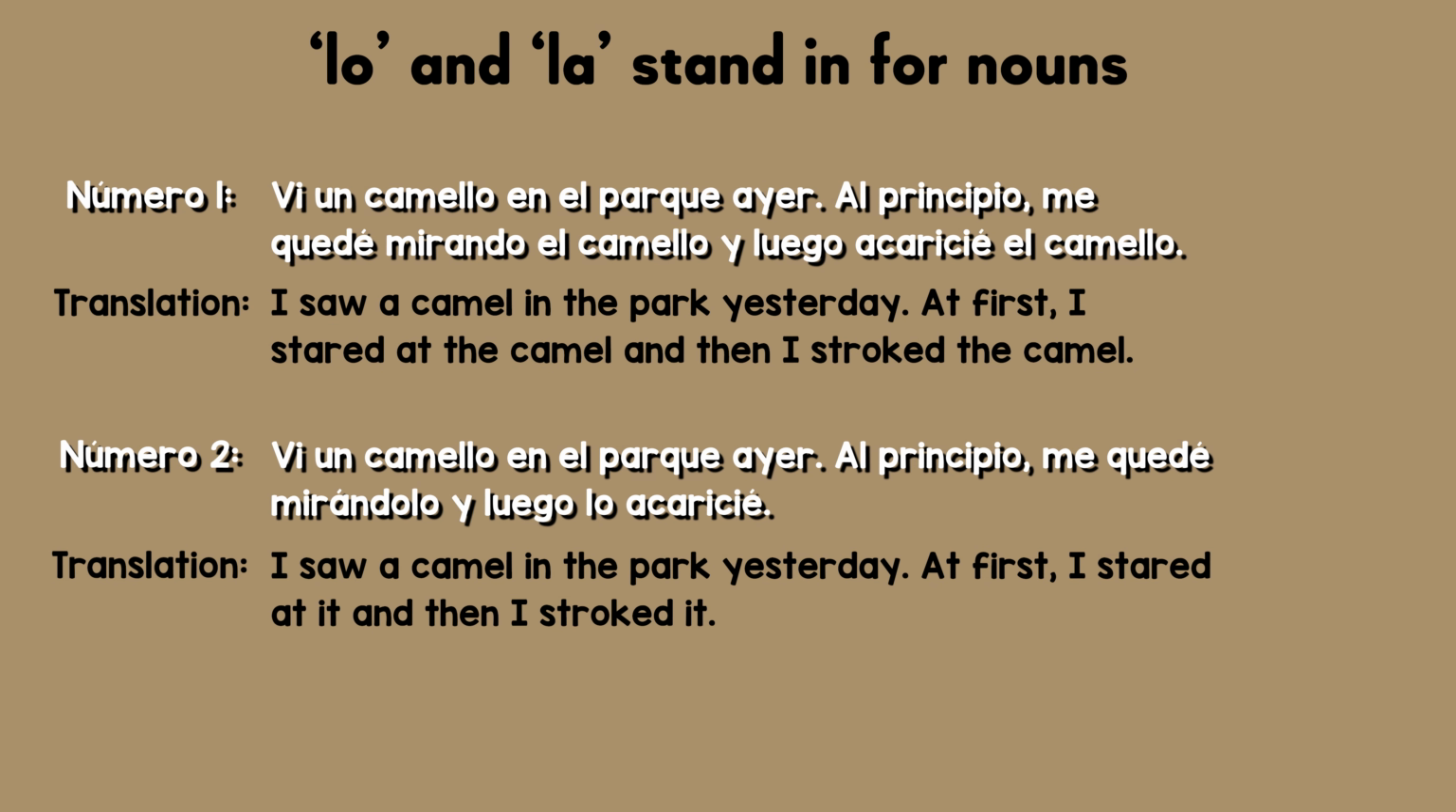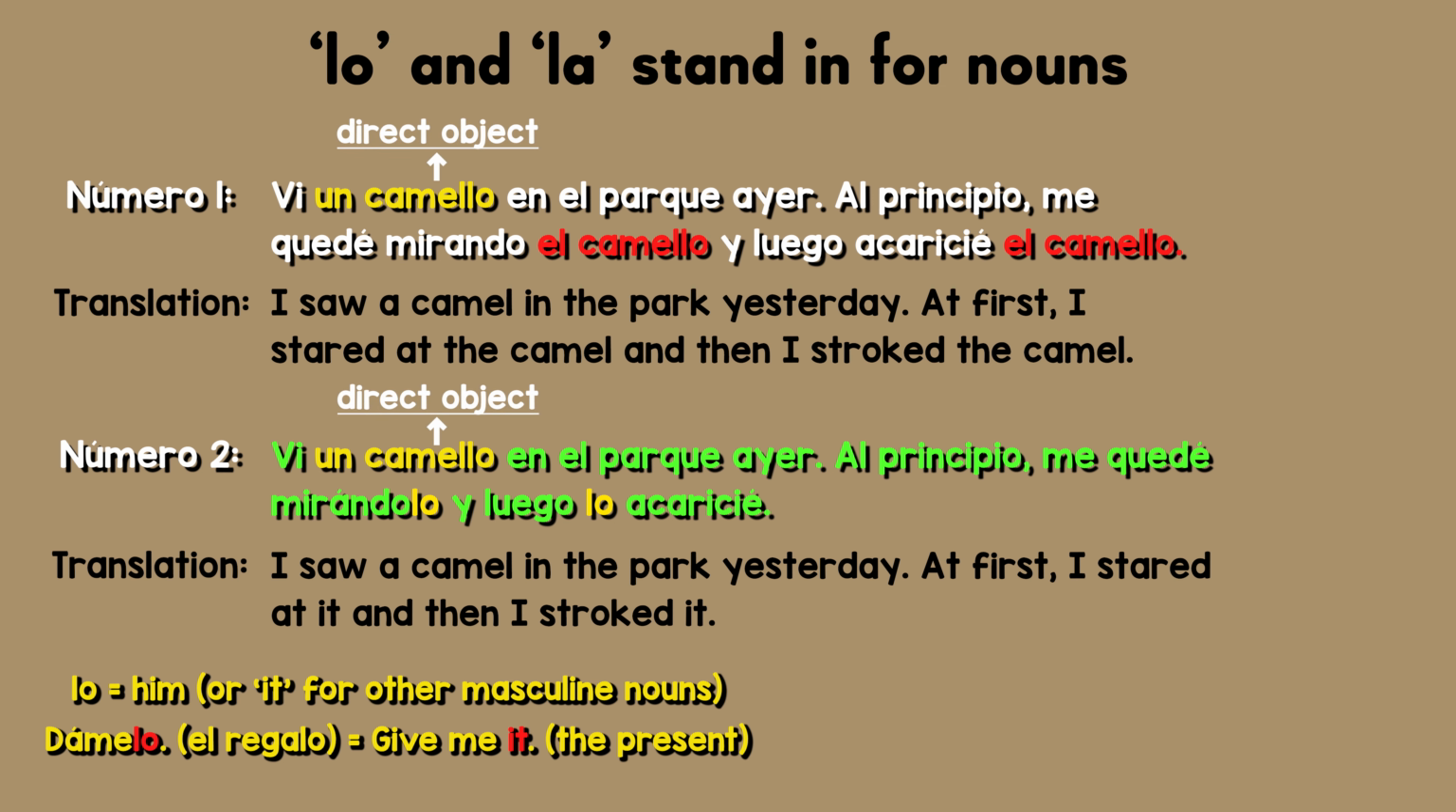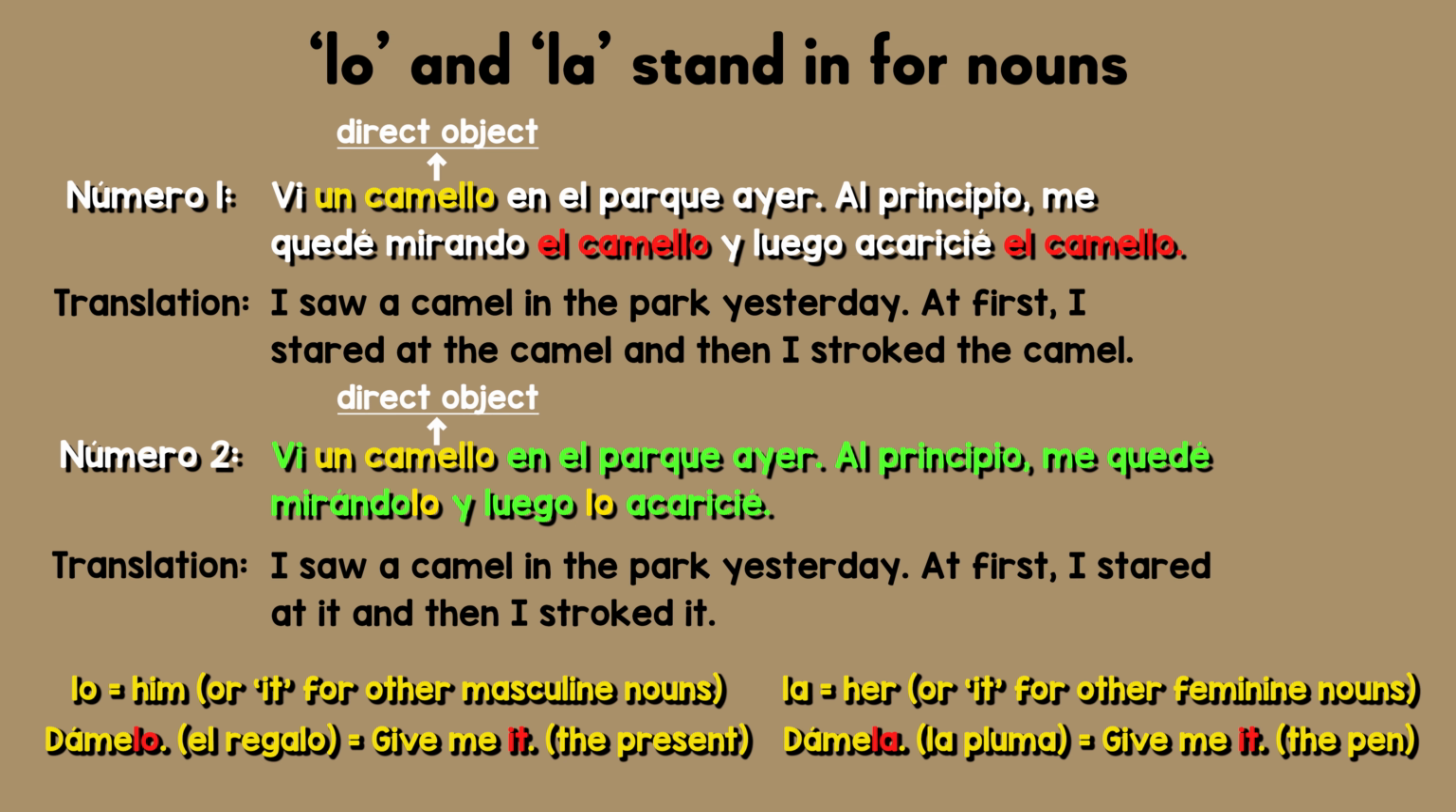So most sane people would choose the second, right? And well, that's the magic of lo and la. They cut down on all that pesky repetition by replacing the direct object of the sentence. Basically, the thing that the verb's directly acting upon, which in our example is the camel. So lo means him or it for other masculine nouns. And la means her or it for other feminine nouns.